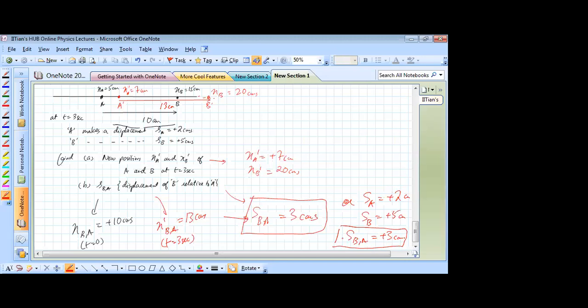So this is another way of understanding the same thing. So that is how we get this formula, that displacement of B with respect to A is the actual displacement of B in the ground frame minus the displacement of A in the ground frame. And remember, here we are talking about 1D motion, so displacement and all are vector quantities. The direction is given by sign, plus or minus.